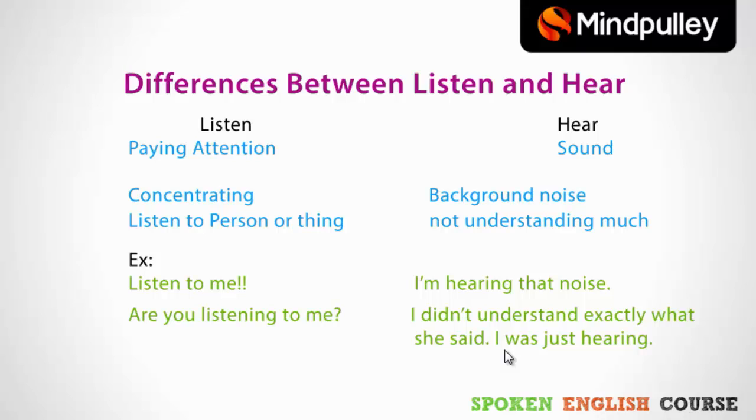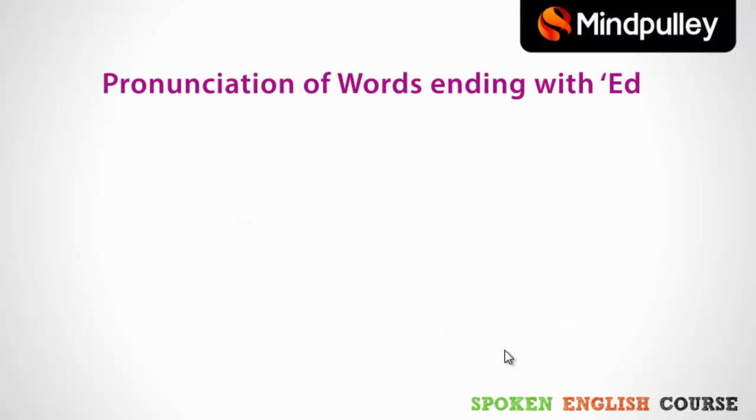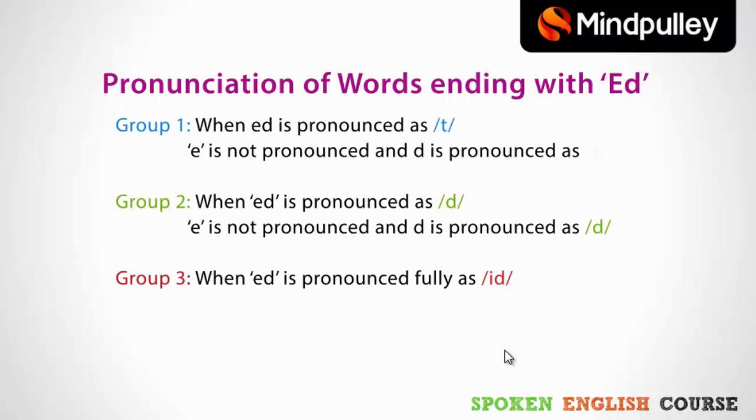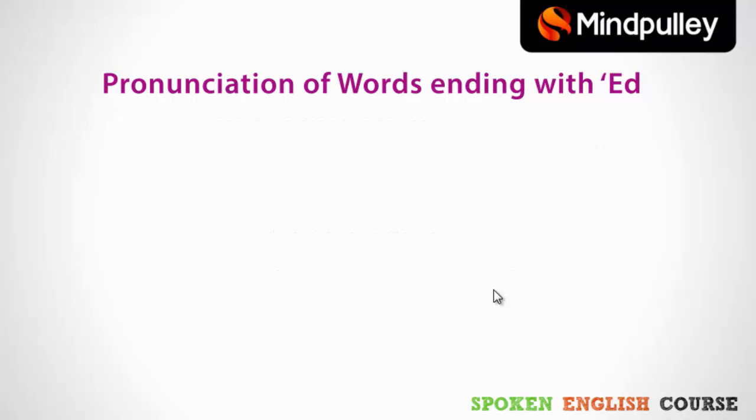Pronunciations of some words ending with ed. When you form the past simple tense or the past participle of the regular verb, there are three groups. When ed is pronounced as t, e is not pronounced and d is pronounced as t. Second group, when ed is pronounced as d. And the final group, when ed is pronounced as id. Okay, let's look at group 1, when ed sounds like t.